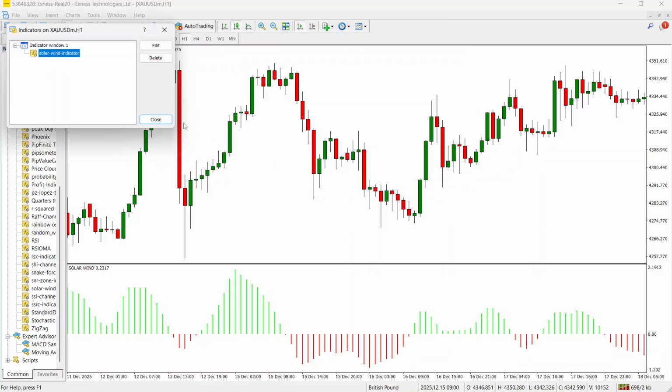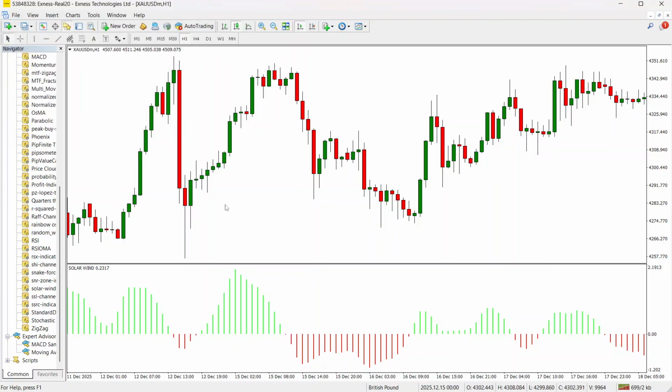The Solar Wind indicator is suitable for traders who want a visually intuitive way to understand market sentiment and potential trend shifts, working well as a confirmation tool when combined with trend lines, moving averages, or candlestick patterns. Common applications include entering a trade when the histogram changes color, such as a switch from red to green, signaling a buying opportunity, or using multi-time frame analysis to reduce false signals.